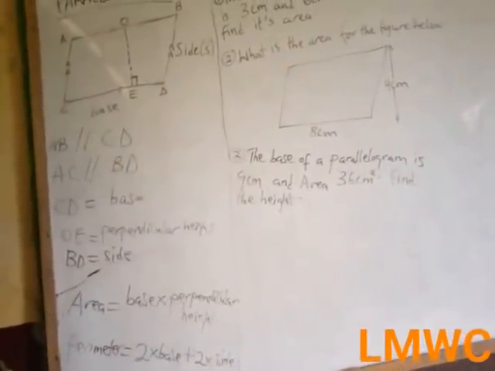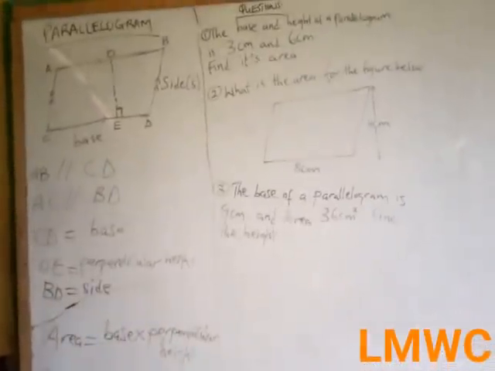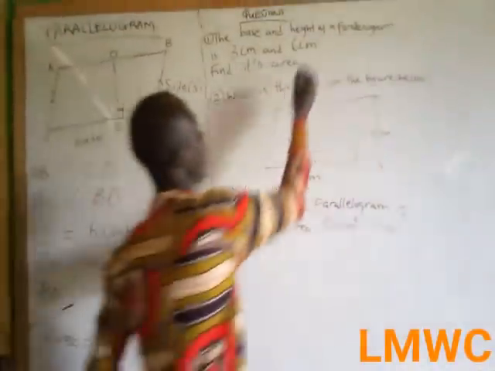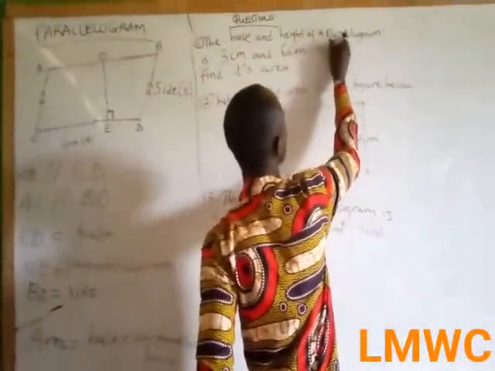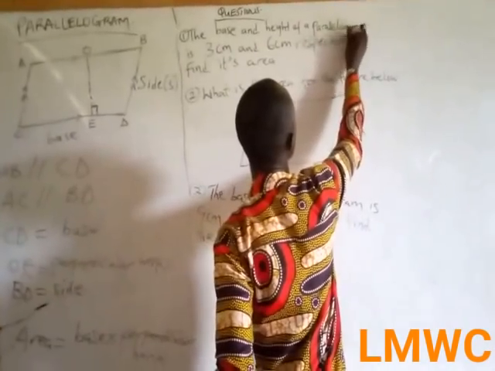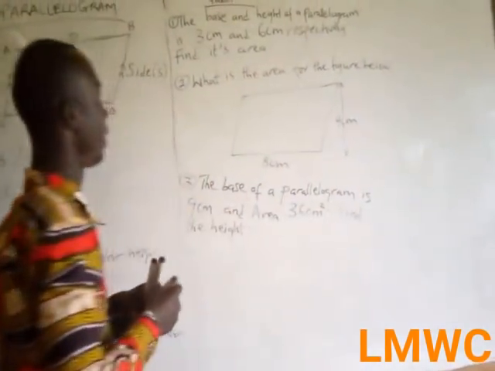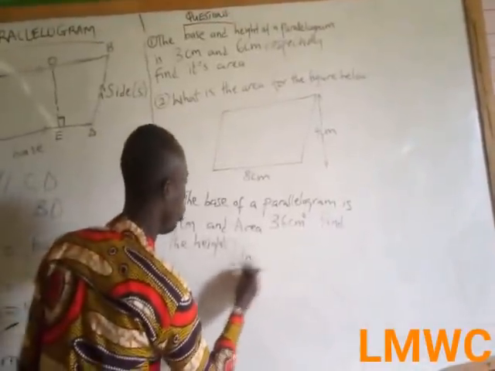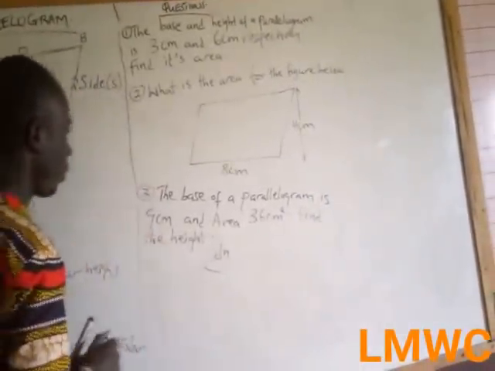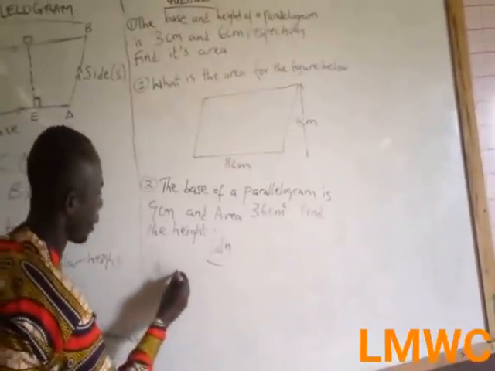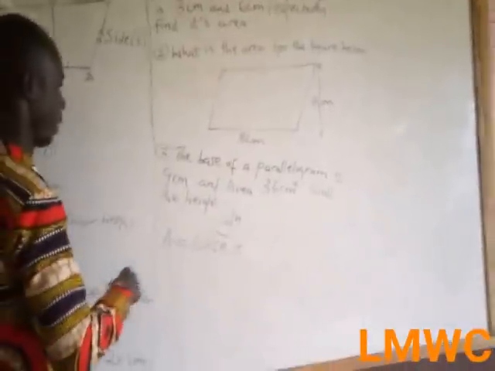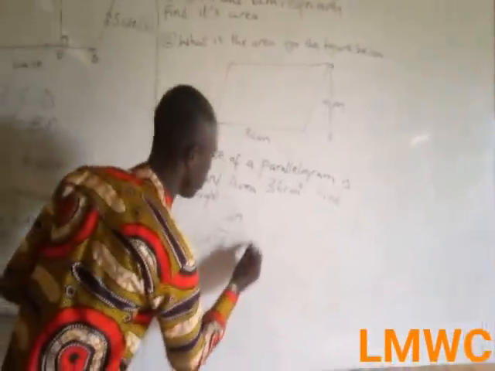So let's take question 1. The base and height of a parallelogram are 3 centimeters and 3 centimeters respectively. Find its area. So we know area as base times perpendicular height.